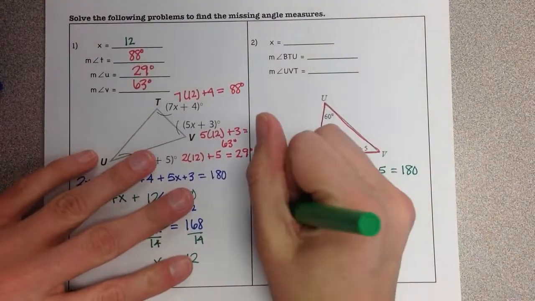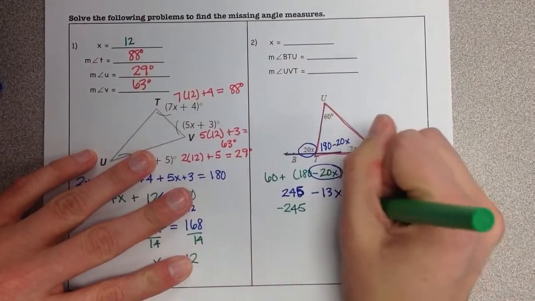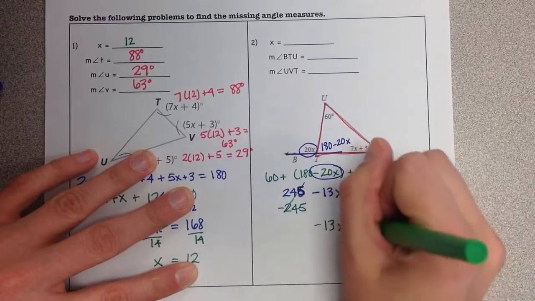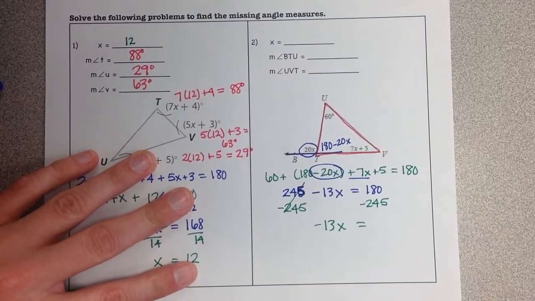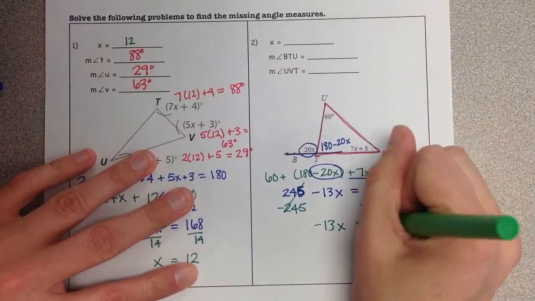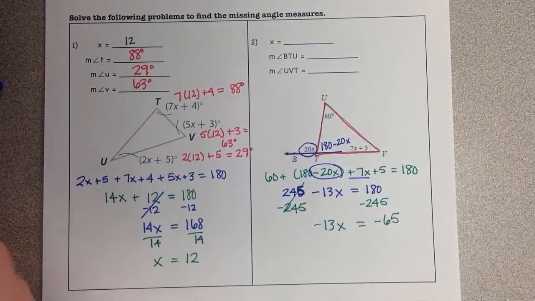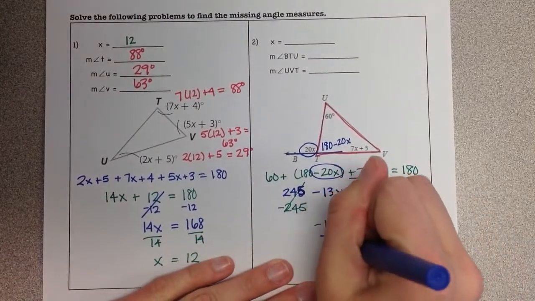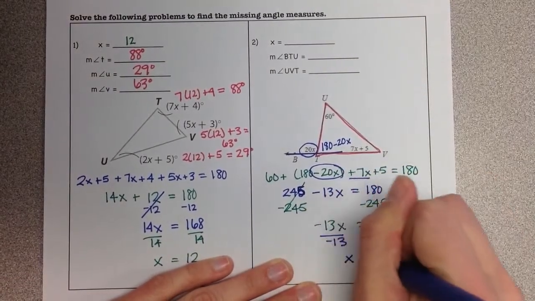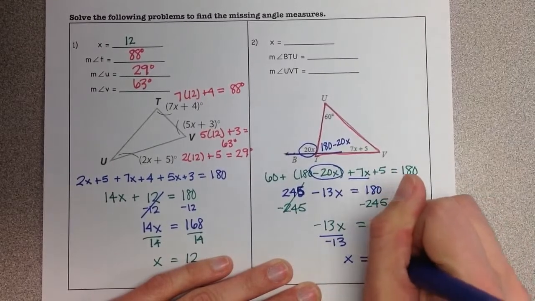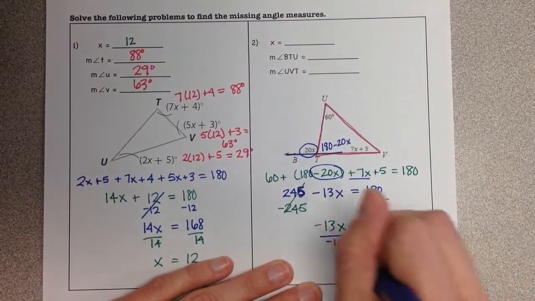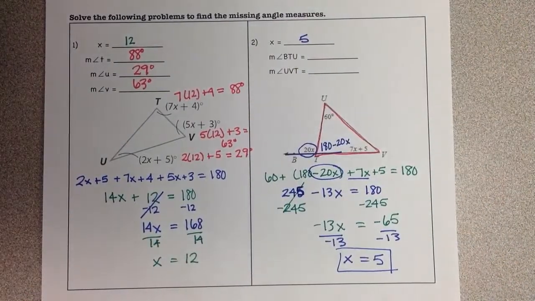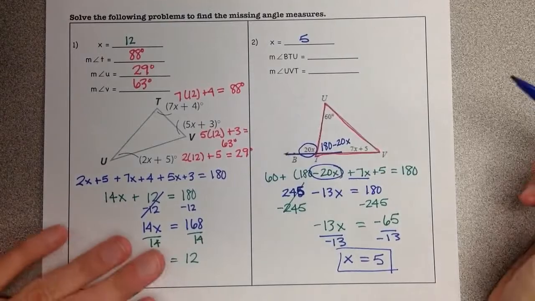I'm going to subtract 245 from both sides. We get negative 13x equals 180 minus 245, which is negative 65. Then we're going to divide both sides by negative 13, and we get x equals positive 5. So our x value is positive 5. Now we can plug in to find the other 2 measures.